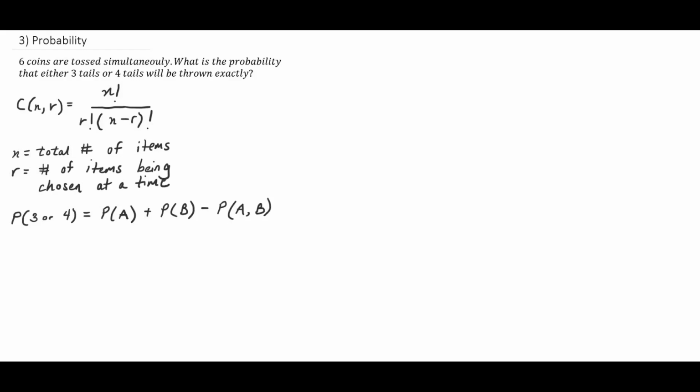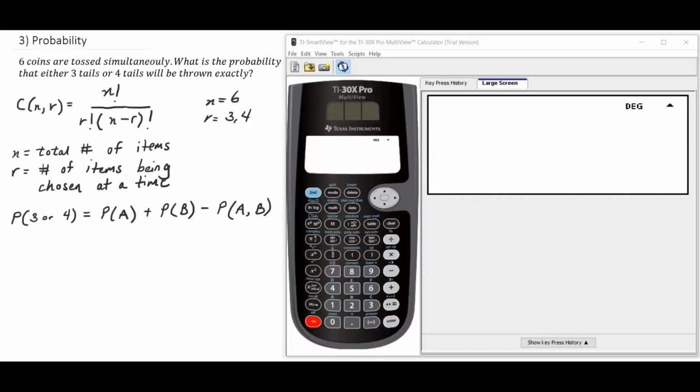Now we just need to specify some variables. So in this case, n would be the number of coins, which is 6, and r would be 3 or 4. So now that we have our variables, we can plug this into the calculator. In order to use a combination function, first we need to enter the value for n, which is 6. Then we can enter the combination function.